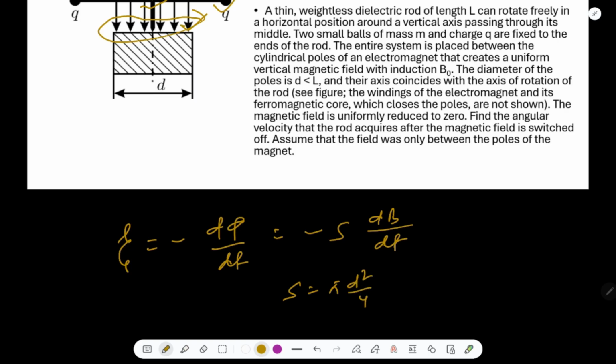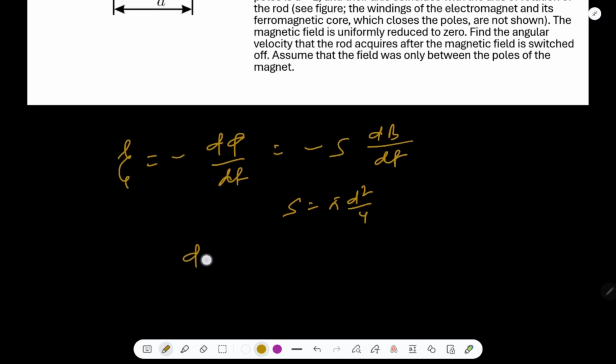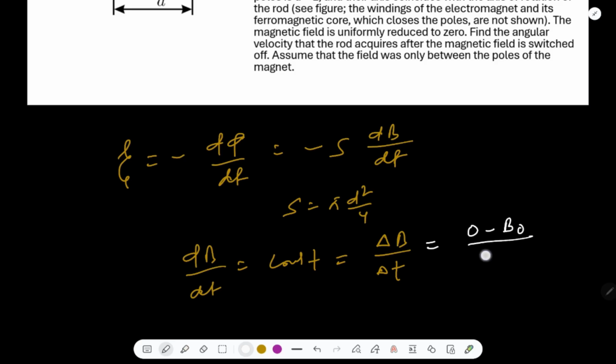But we don't know dB by dt. But dB by dt is going to be constant here because the magnetic field decreases at a constant rate. That means dB by dt can be written as delta B by delta t. If we assume that the whole process happens over time tau, the magnetic field decreases from value B naught to 0 in time t equals 0 to t equals tau. Then delta B by delta t is 0 minus B naught by tau, since tau minus 0 is tau. That is the slope.